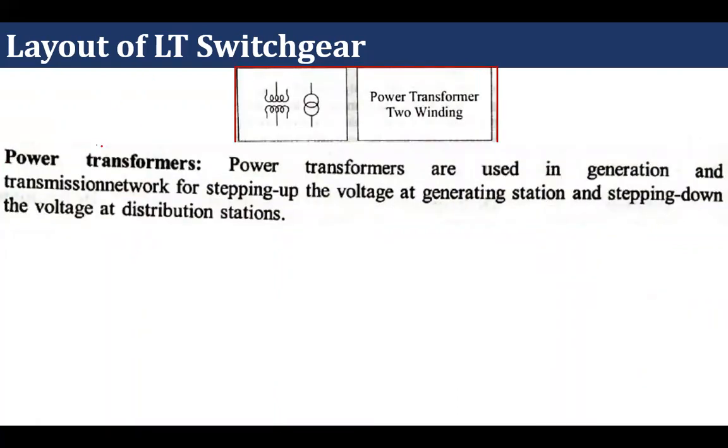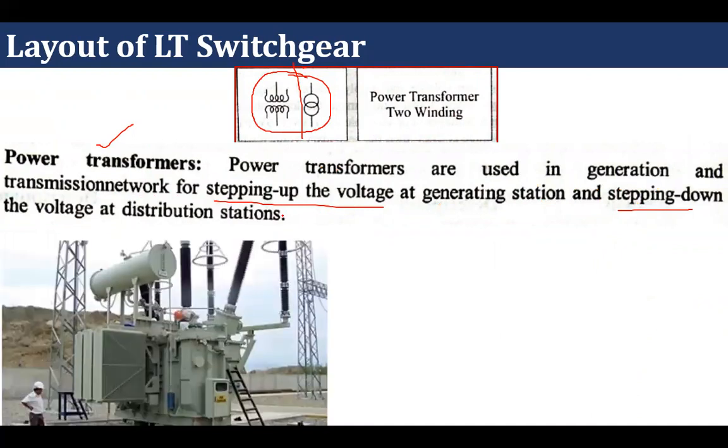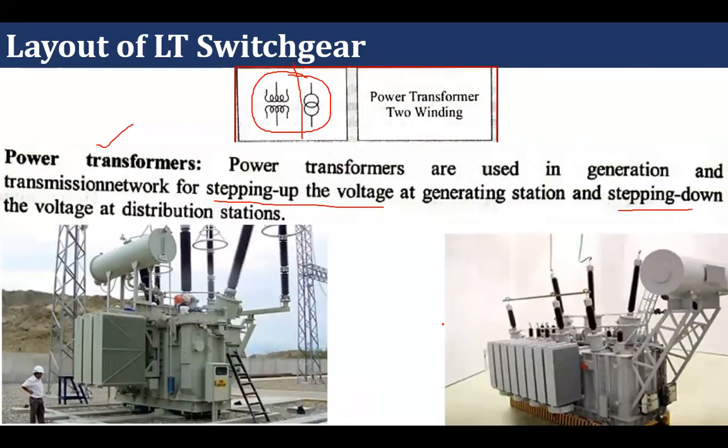The second component, that is the power transformer. Power transformer is represented with either this symbol or this symbol. Both can be used. Power transformers are used in generation and transmission network for stepping up voltage or stepping down the voltage. These are the examples of power transformer. You can see the size of this transformer. You can compare the height of this man with it. So size of power transformer could be of size of a big room.